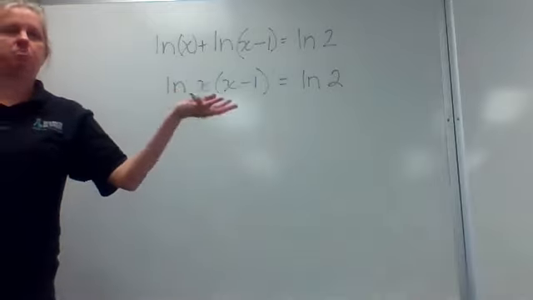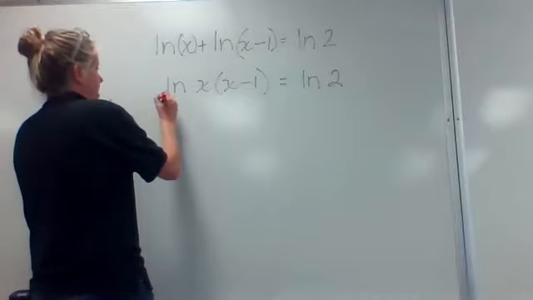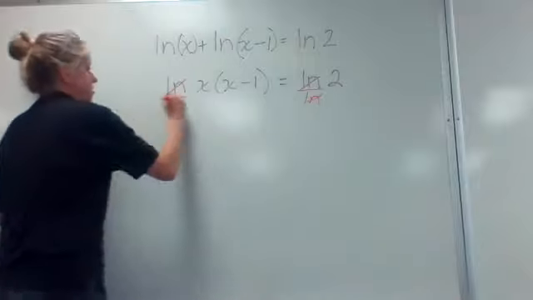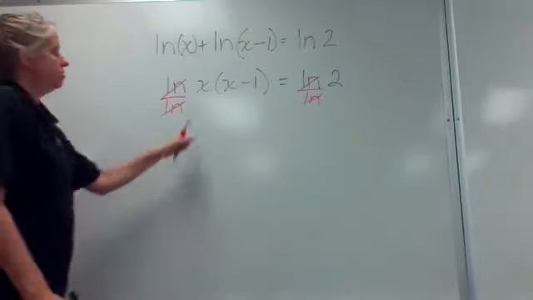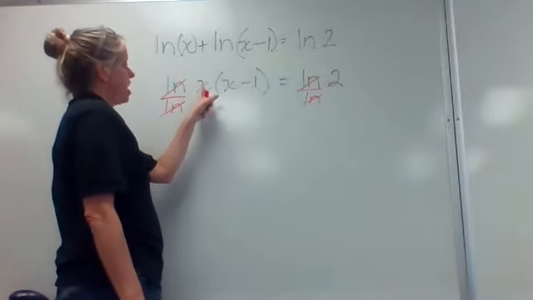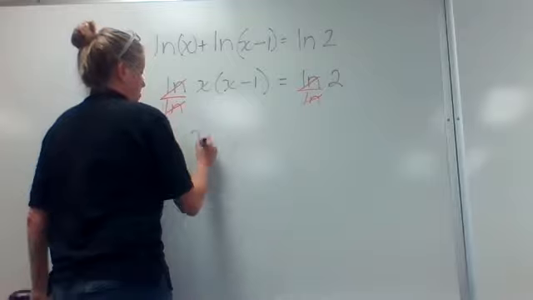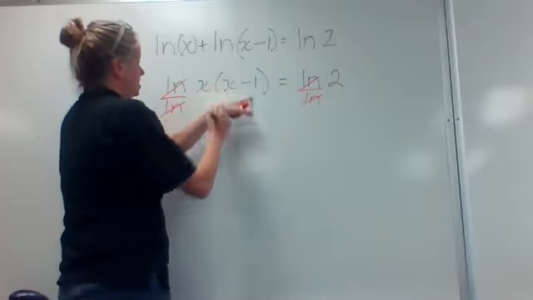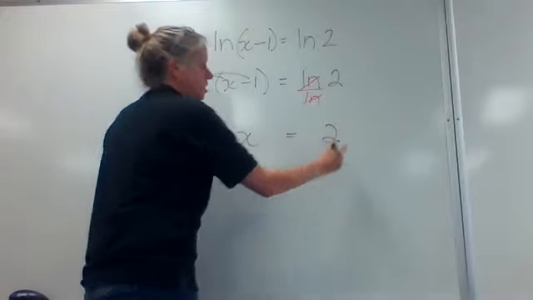Do I still have ln's on both sides? I do, which means I just want to cancel them. So just divide them off and solve for x. You'll distribute this x. So x times x gives me x squared minus x times 1 is x equals 2.